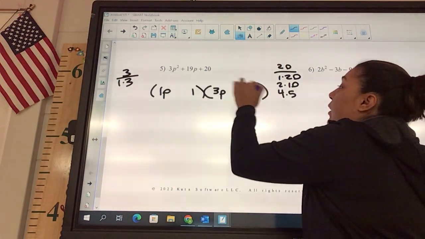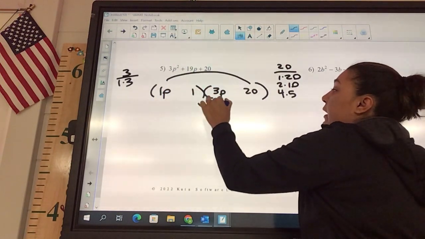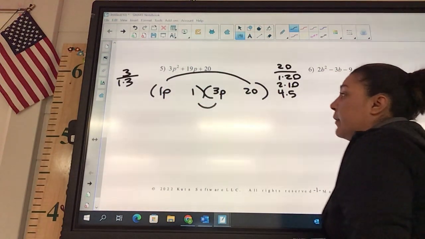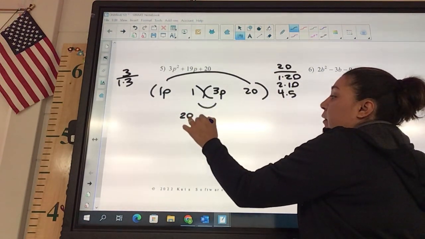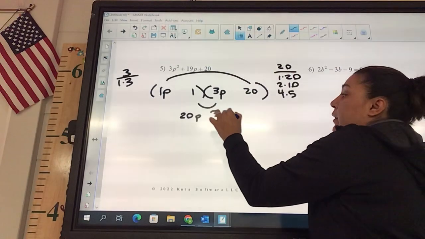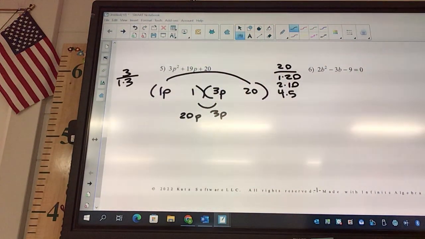Okay, so if we try 1 then 20, we're going to check the outer and the inner. What are you going to get for the outer? 20. Inner? 3p. Would a 20 and a 3 ever give me a 19? No. What should we check next?